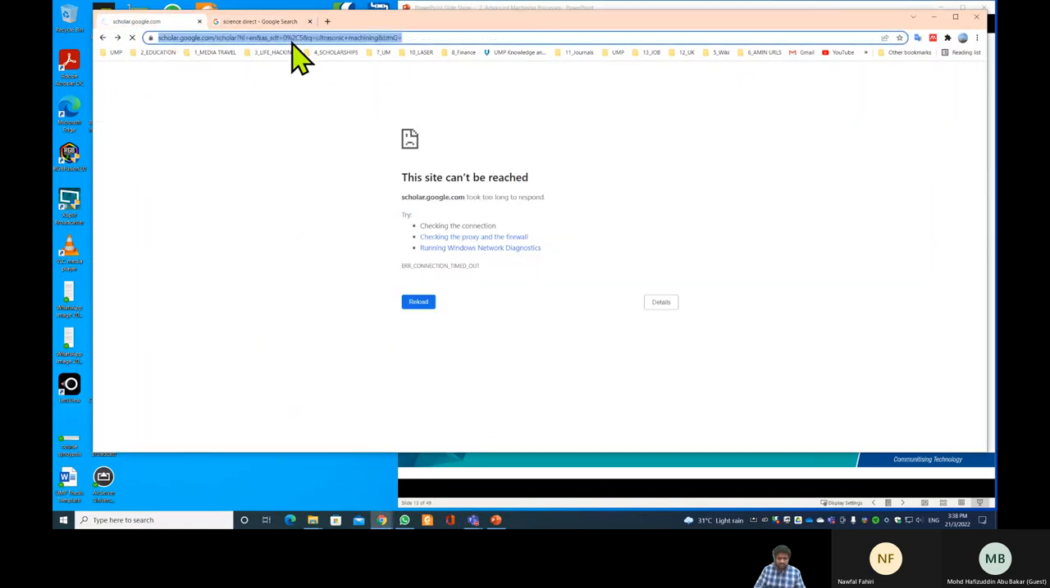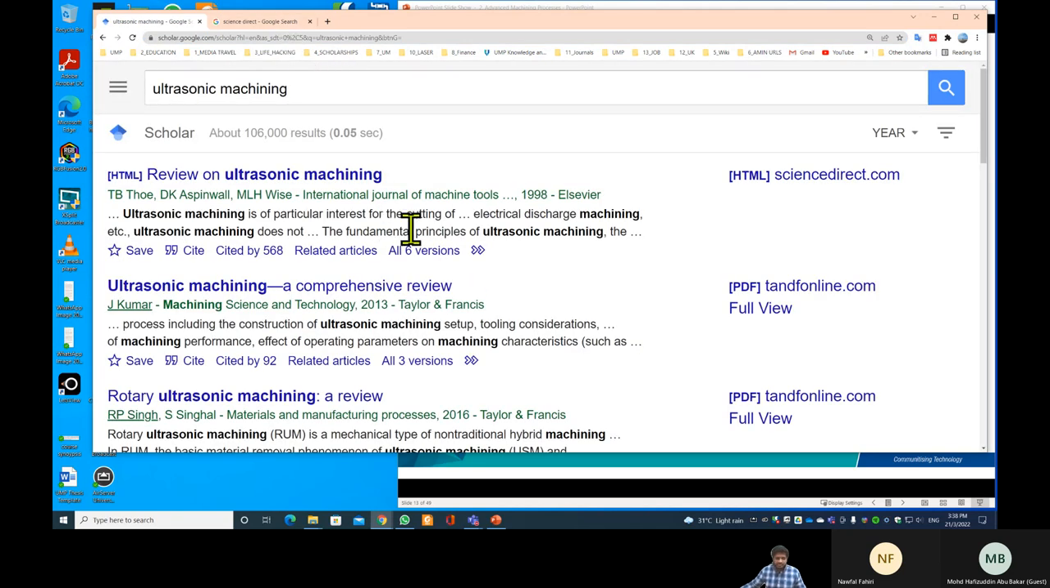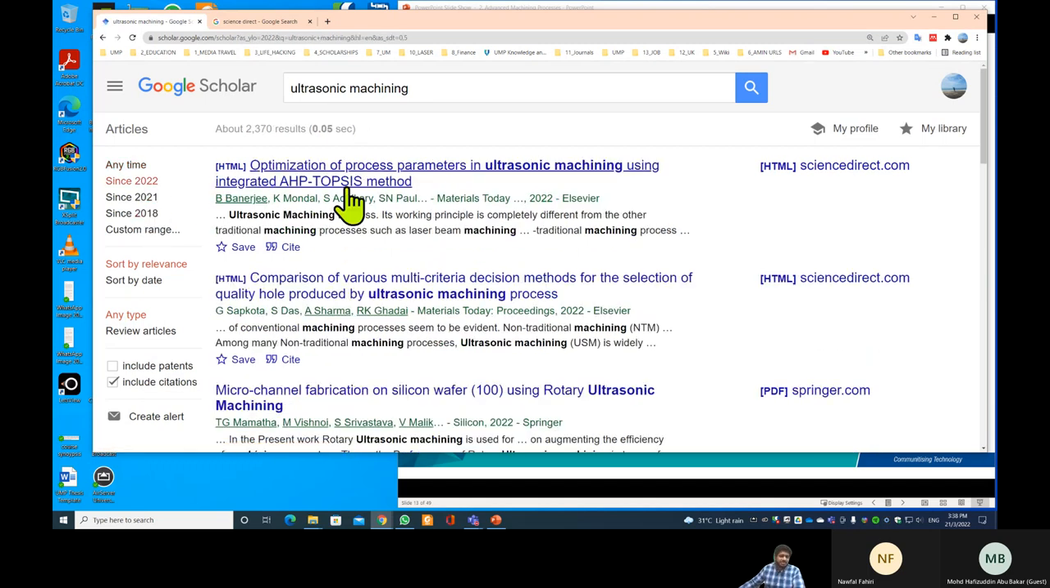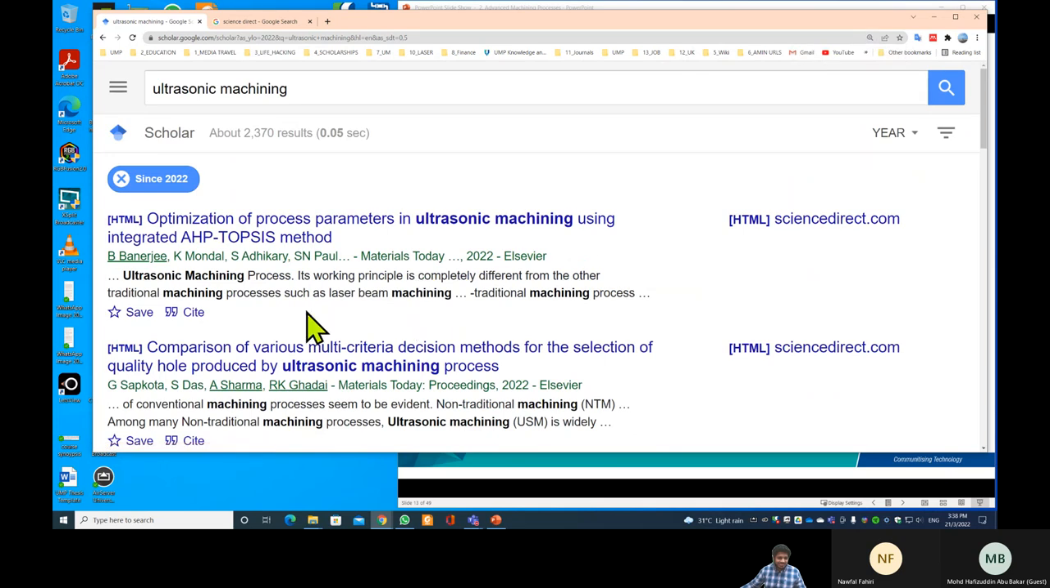So ultrasonic machining since 2022. Okay, so here we go, paper number one, optimization of process parameters. You see, the first thing you can see is just what you learned just now: optimization of process parameters using integrated EHP TOPSIS method. So these people are also doing optimization of parameters. Optimization of parameters for what? We will look in the abstract to see what is written. Optimization of which parameter and for what? For surface quality or faster production or for better time. Let's see. So I will open this paper.